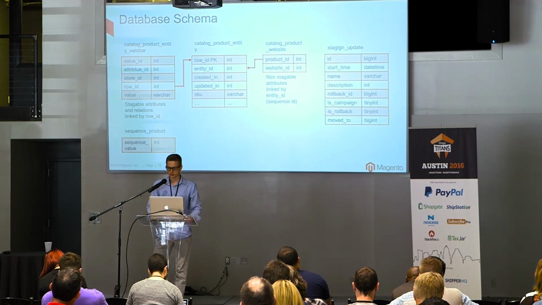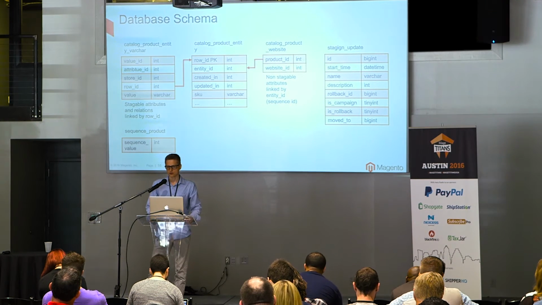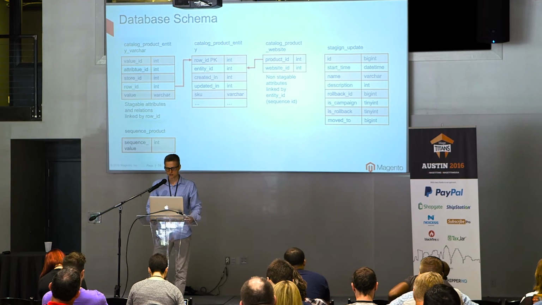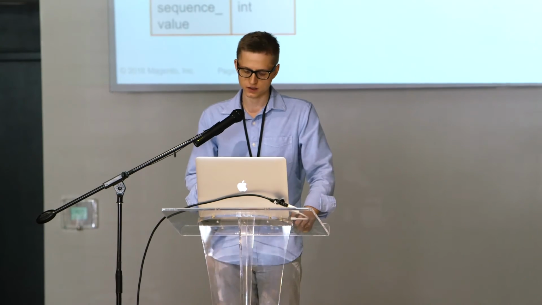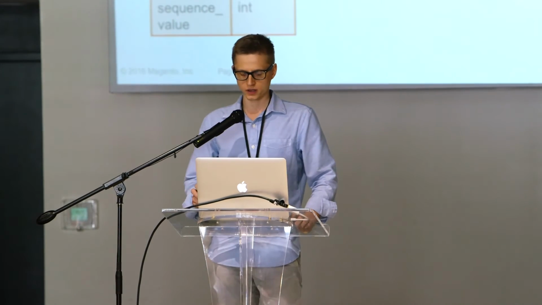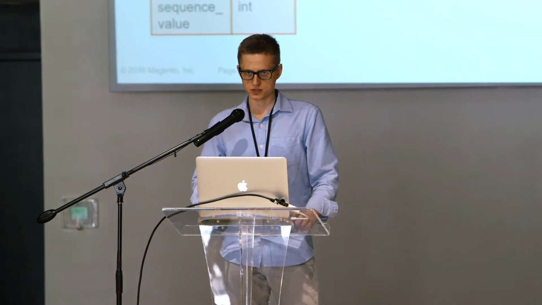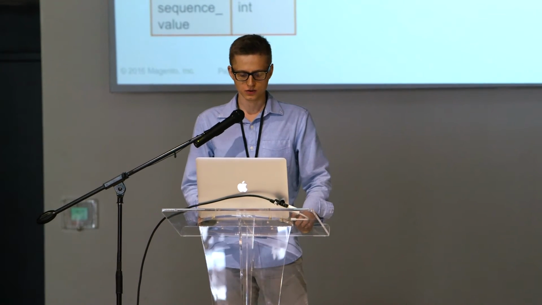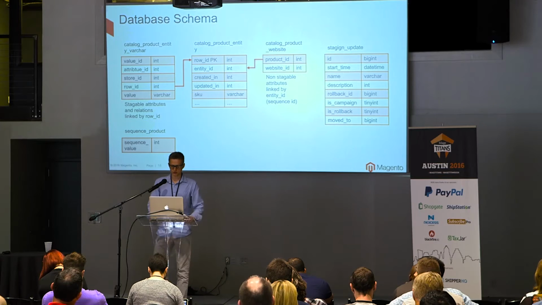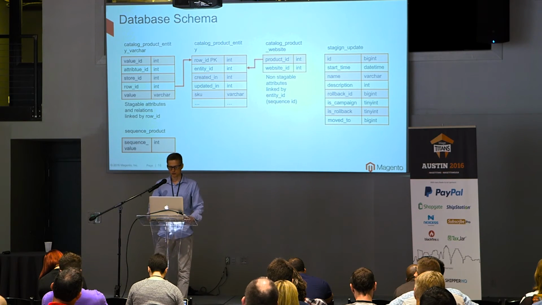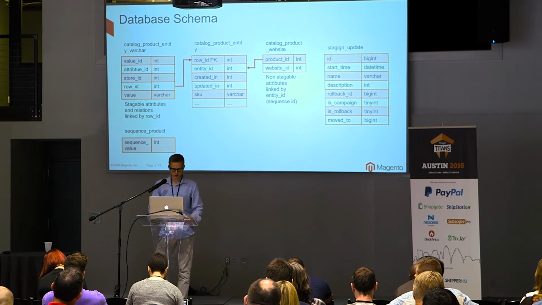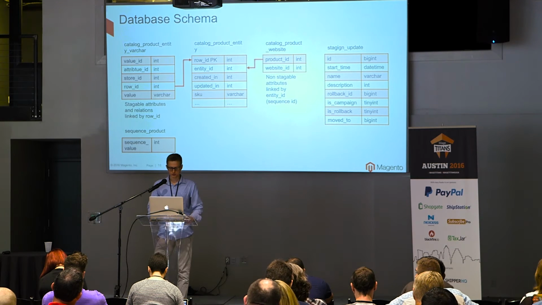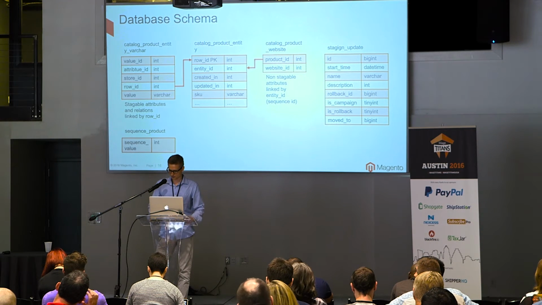Staging update table contains updates for all of the entities in the system. It has the information about the version only, because updates themselves are stored in the same tables. So in your product entity table, you will have multiple versions of the same entity. And there are also sequence tables, and they are used to generate sequence identifiers.